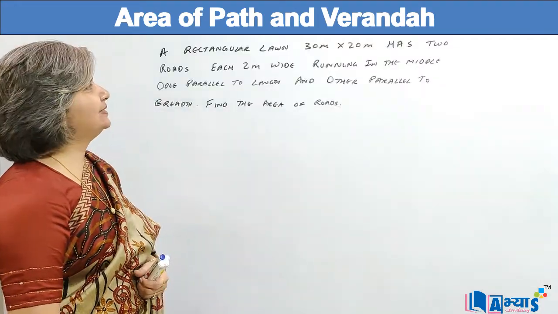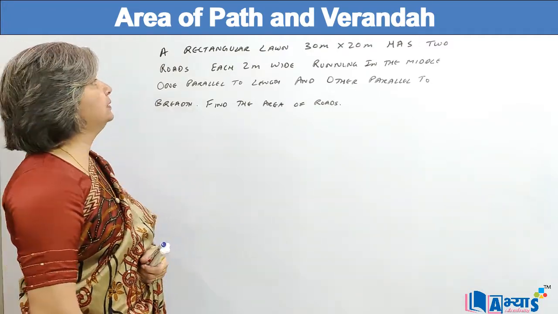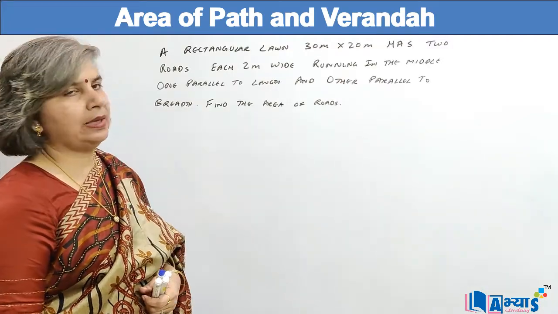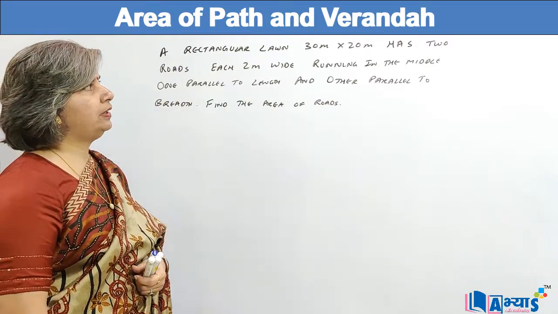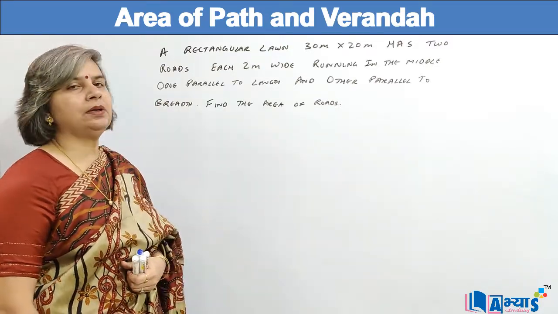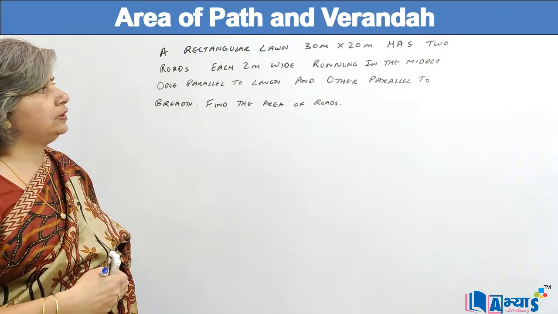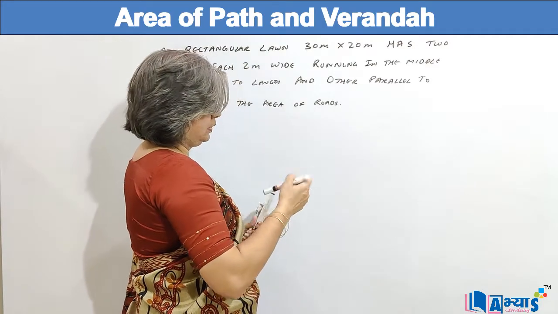Now let us discuss another question on the concept of area of veranda and paths. We have a rectangular lawn of dimension 30 meters by 20 meters. It has two roads, each 2 meters wide, running in the middle, one parallel to length and the other parallel to breadth. Now let us first draw the figure. That means now in this figure we have a rectangular park.